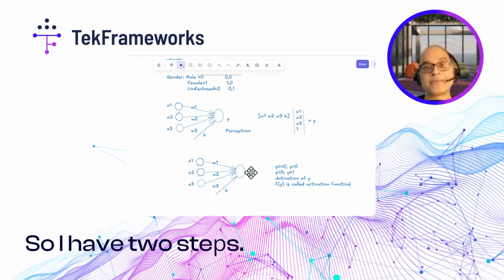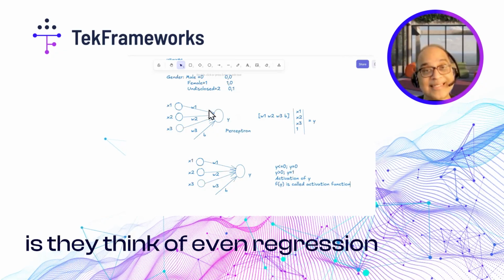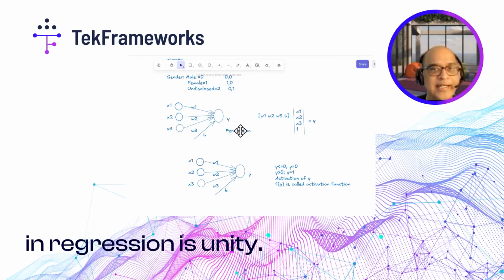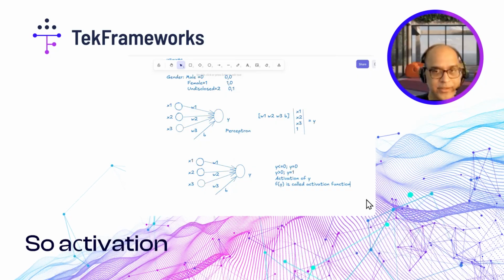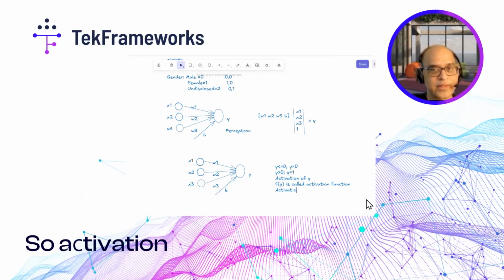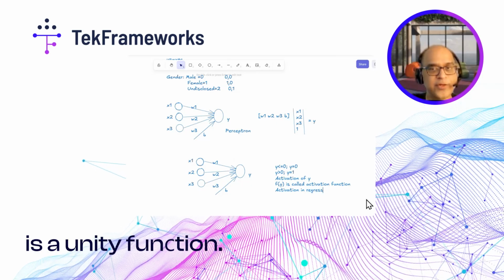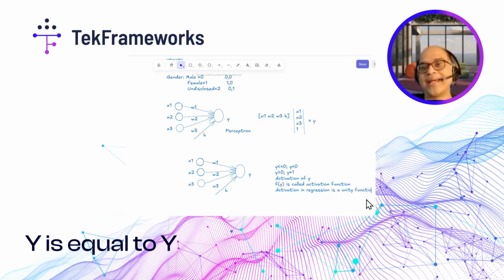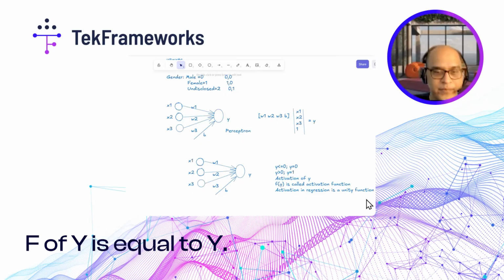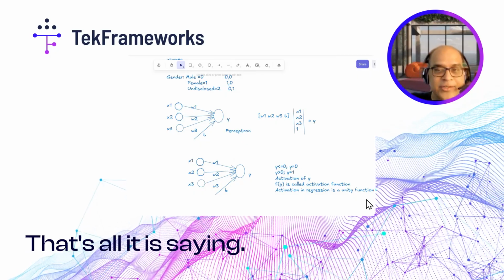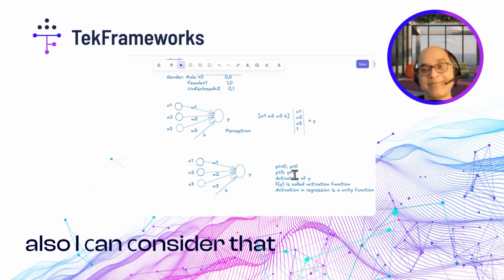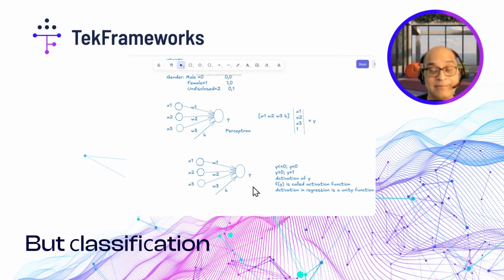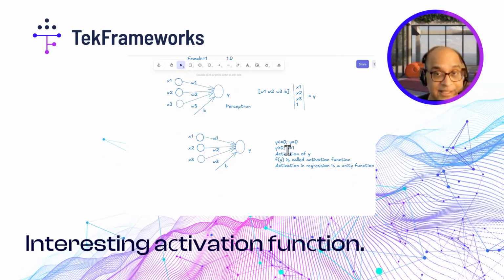So I have two steps. Normally what people do is they think of even regression as a two-step thing just to be consistent. But the activation in regression is unity. So activation in regression is a unity function. What does that mean? F of y is equal to y. That's all it is saying. So in regression, also I can consider that I'm using activation, but that is a unity function. But for classification, you need a more interesting activation function.